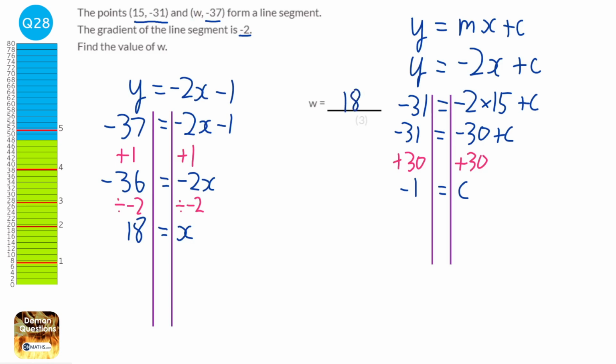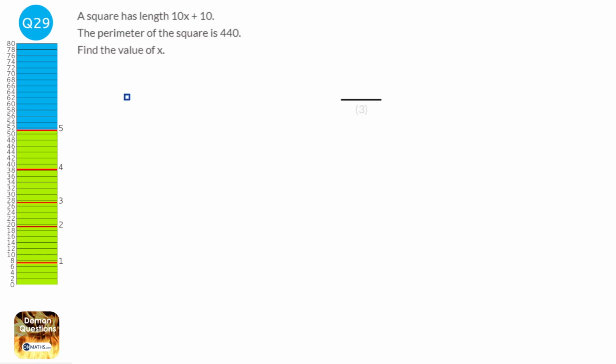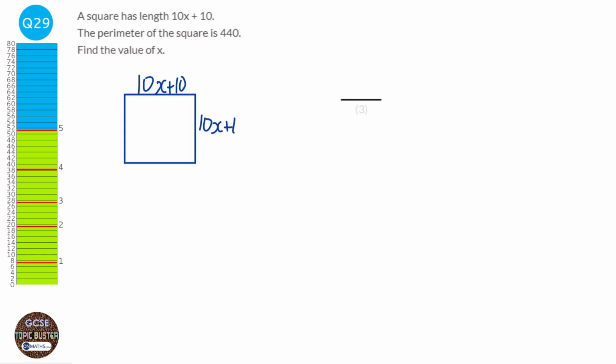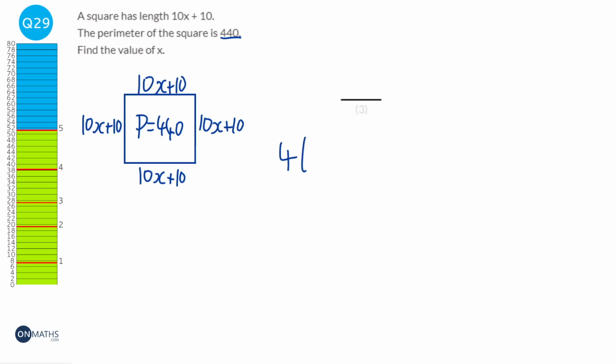So w is 18. First thing I'm going to do is just draw the square out. And we know the length of it is 10x plus 10, but it is a square, so that's the same all the way around it. But we're also told that the perimeter is 440. So what we can do is work out the perimeter in algebra by multiplying 10x plus 10 by 4, or just adding up the 4 lengths that we've got. So we're going to do 4 times 10x plus 10.